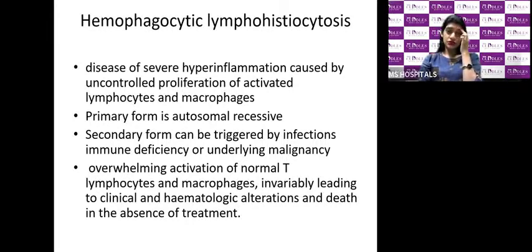So there is a disease. It's a disease of severe hyperinflammation caused by uncontrolled proliferation of activated lymphocytes and macrophages. Its primary form is autosomal recessive. A secondary form can be triggered by infections, immunodeficiency, or underlying malignancy. It is overwhelming activation of normal T lymphocytes and macrophages, invariably leading to clinical and hematological alterations and death in the absence of treatment.